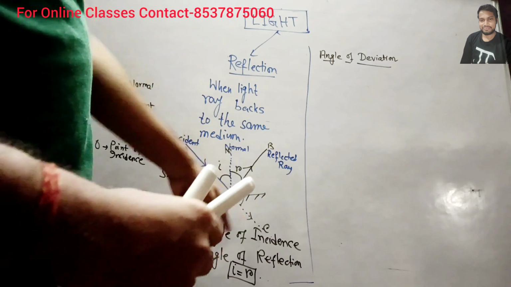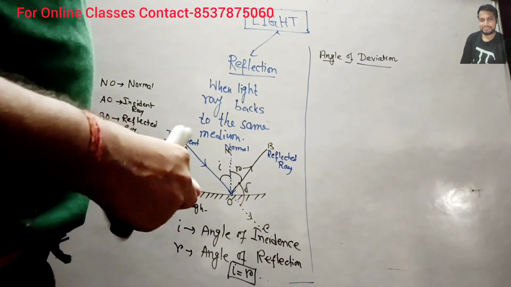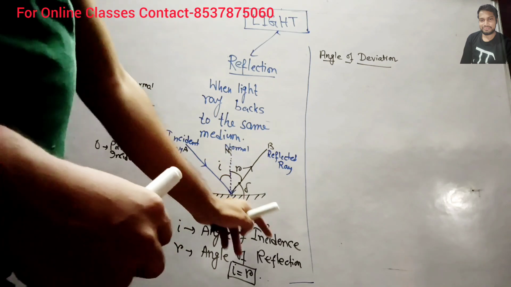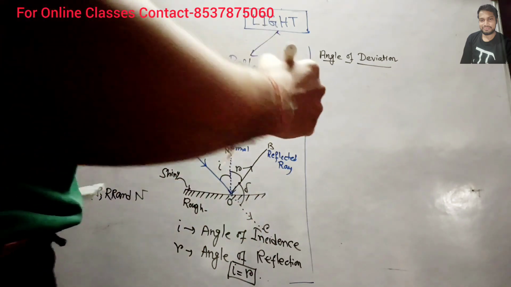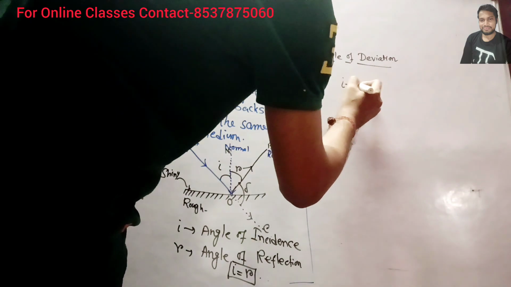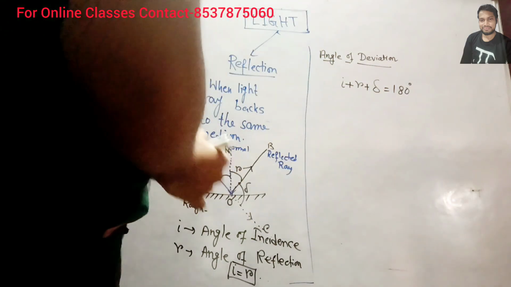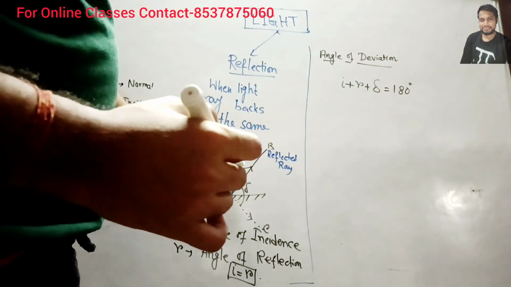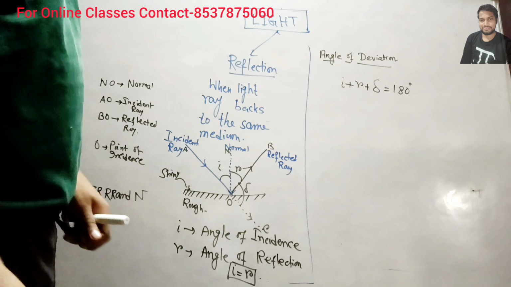So this is a straight line. AOC is a straight line, so we can write that this is 180 degrees. So I plus R plus delta is equal to 180 degrees. Is this clear? I, R and delta form a straight line, that is 180 degrees.